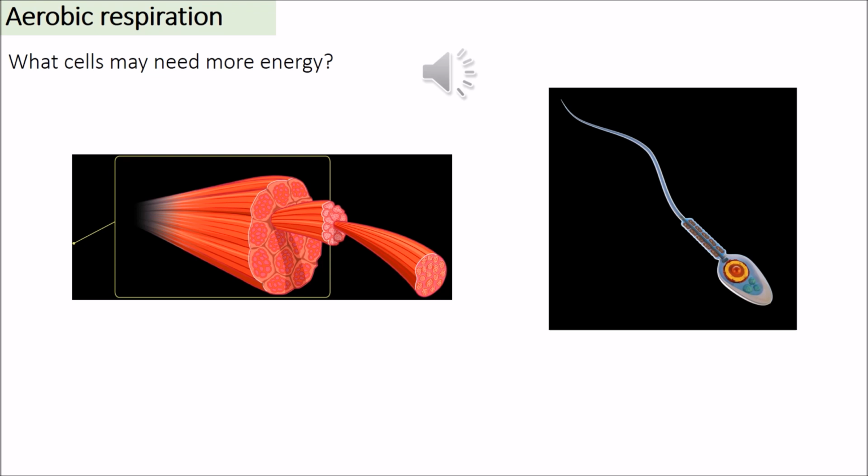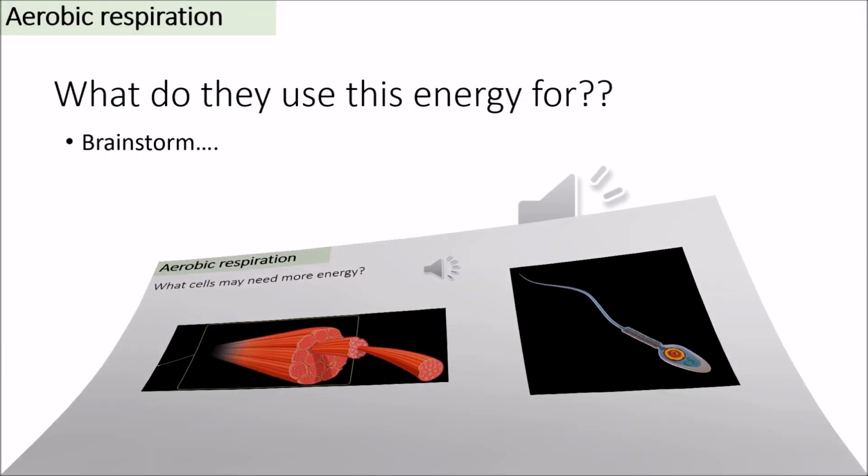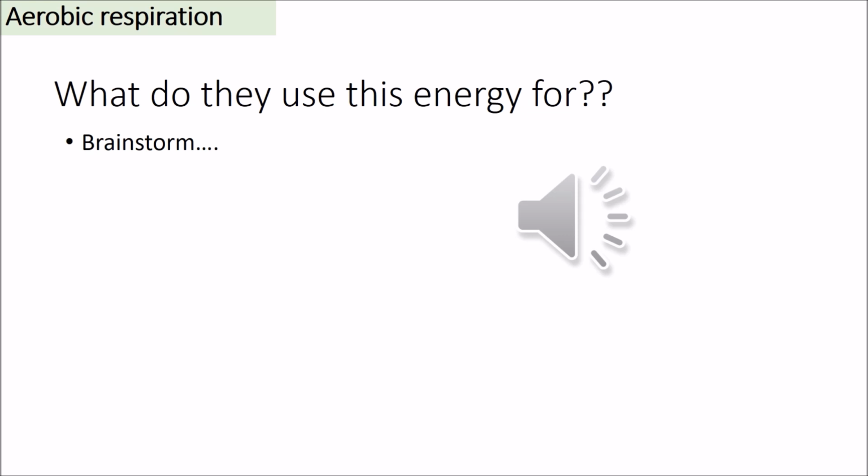So, what cells might need more energy? You can probably guess the cell on the right-hand side is a sperm cell. Looks a bit like a tadpole. And the cell on the left-hand side is one of your muscle cells. So you probably guessed that a muscle cell uses lots and lots of glucose for movement, activity and exercise.